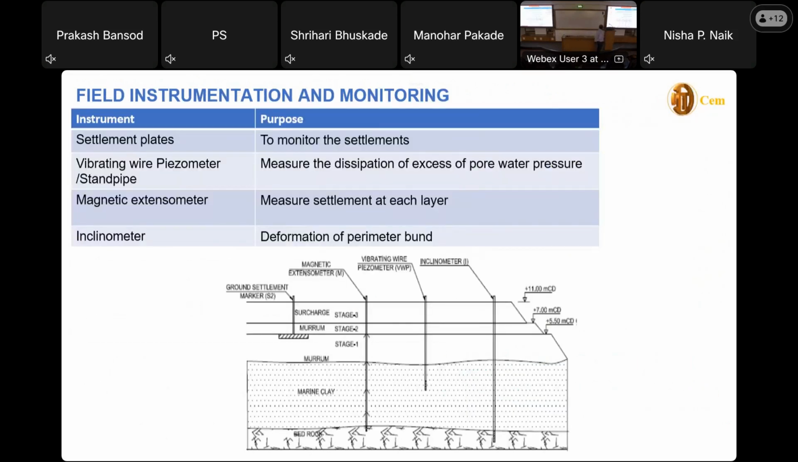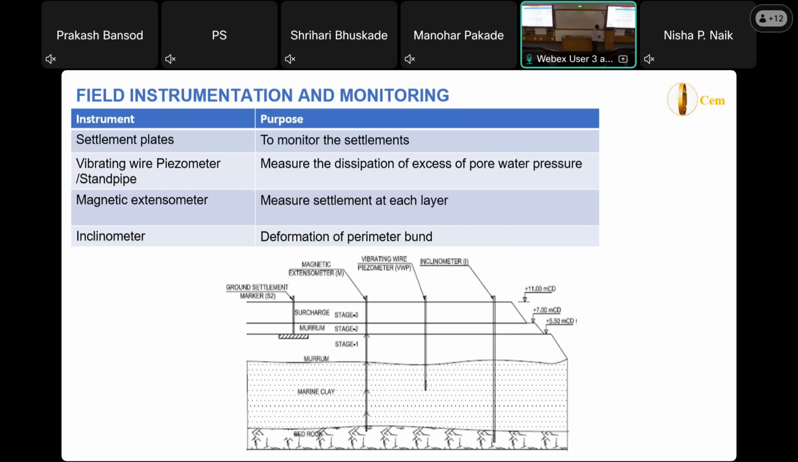So this comes to instrumentation. In this particular project, we have used 4 types of instruments. Settlement plates, which are monitored for settlement, giving the physical settlement. The next is vibrating wire piezometers, or standpipe piezometers, which give us the dissipation of excess pore water pressure. So it shows what the pore water pressure is, and gradually with time, what the dissipation is.